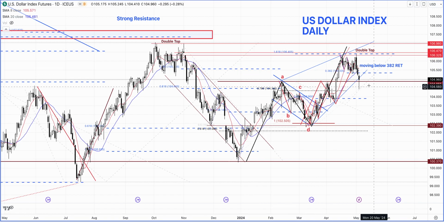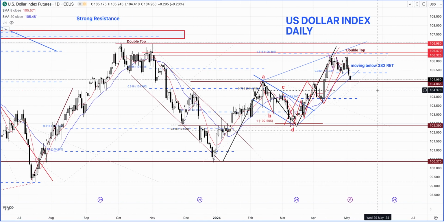That might not happen, and the reason is because the price has moved below the 38.2% retracement, and also if you look at this trend line, it has actually closed slightly below that. One more close, a good close below this trend line, in my opinion, would actually make this more concrete for us.